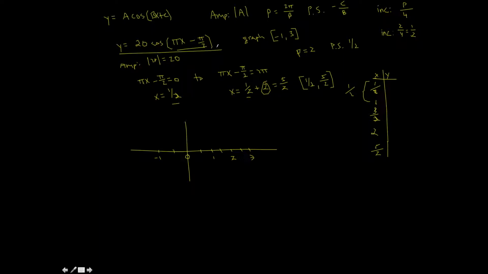Get your y's. Okay, so if I take 1/2 and plug it in, that's going to be pi over 2 minus pi over 2, which is 0. And we know the cosine of 0 is what? Hopefully you've learned your unit circle by now. The cosine of 0 is 1. And 1 times 20 is 20. So when you plug that back in, that gives us 20.